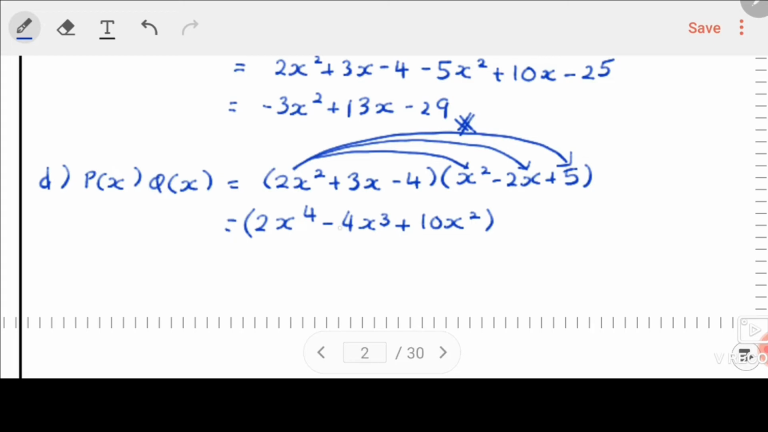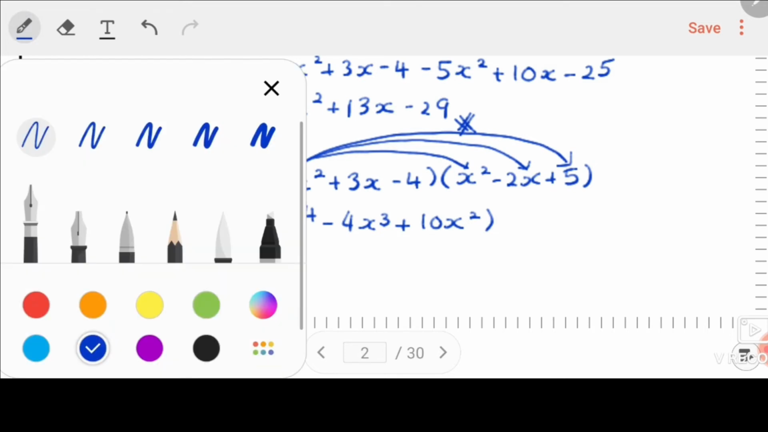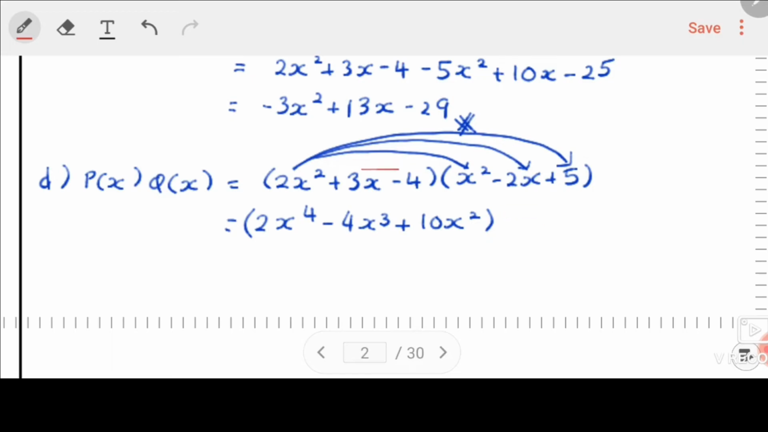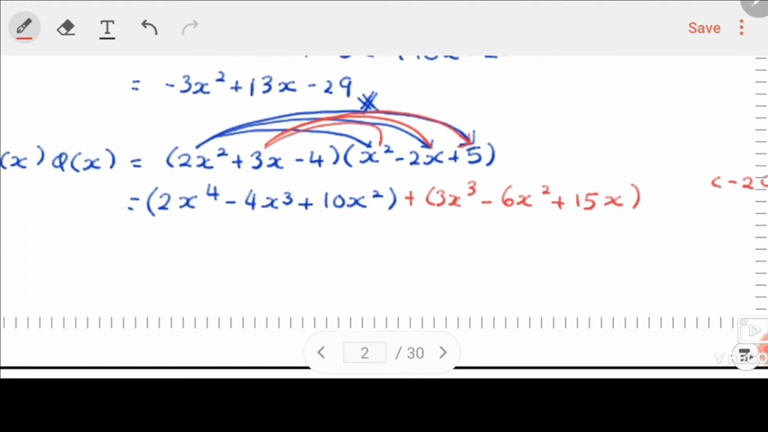Okay, next, multiply 3x with each term in the second bracket. You can use other color to distinguish. So plus 3x multiply with x squared. So we get plus 3x power 3. Multiply 3x with negative 2x. Become negative 6x squared. Multiply 3x with 5. We get plus 15x. Close bracket.